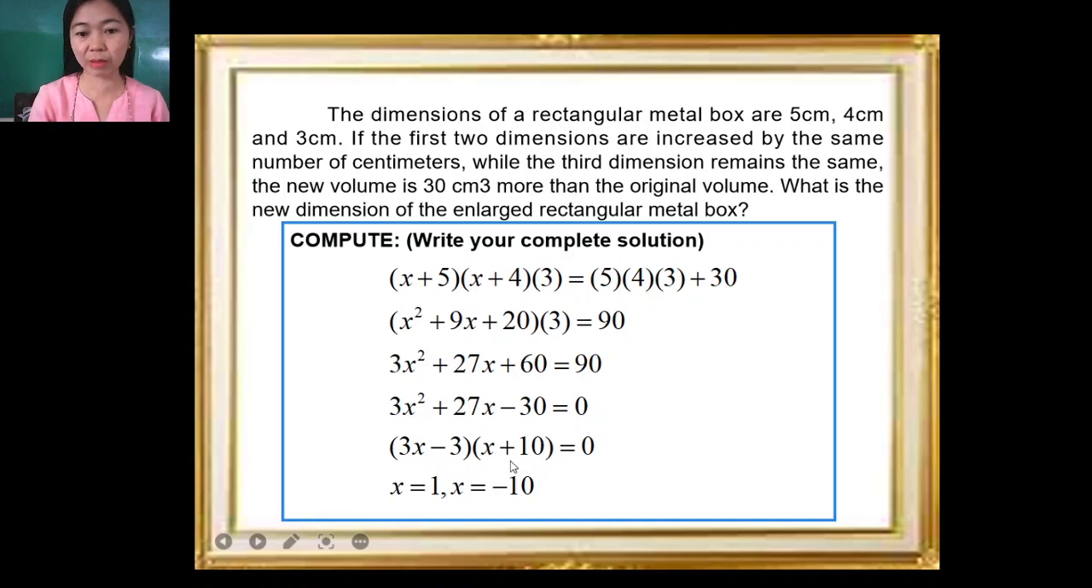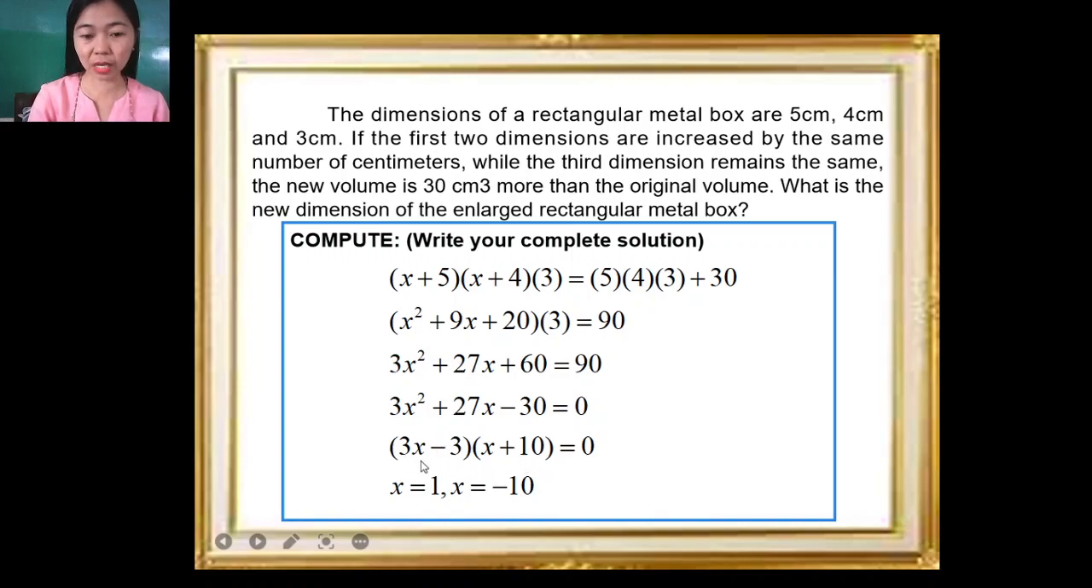So, negative 3 times positive 10 is really equal to negative 30. So, let's check if it satisfy our middle term. I-multiply natin yung means and extreme. Yung means niya, negative 3 times x is negative 3x. The extreme niya, 3x times 10 is 30x. If we're going to combine negative 3x and positive 30x is equal to 27x, our middle term. So, which means that the factors are correct.